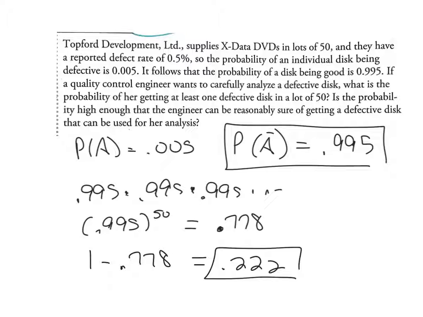Now the question also asks, is the probability high enough that the engineer can be reasonably sure of getting a defective disk that can be used for analysis? And the answer is no. The probability is not very high, so she should probably start with more than 50 if she wants to make sure she gets at least one. Percentage-wise, she has a 22% chance of finding one, which isn't very high. Probability 0.222. Hope that made sense to you.